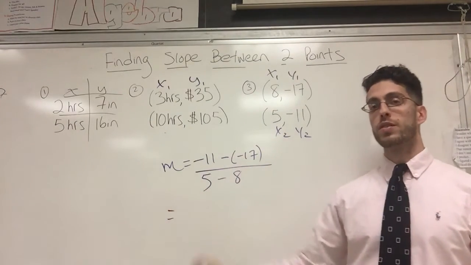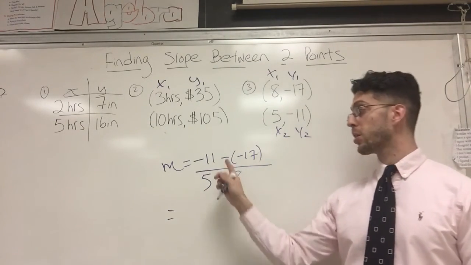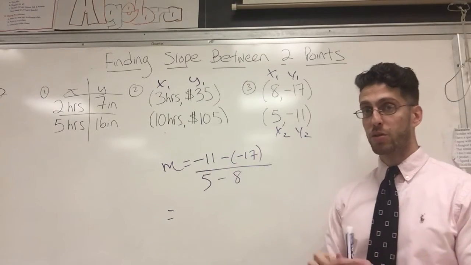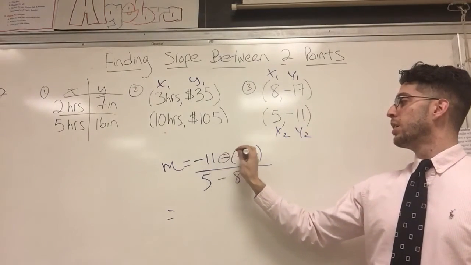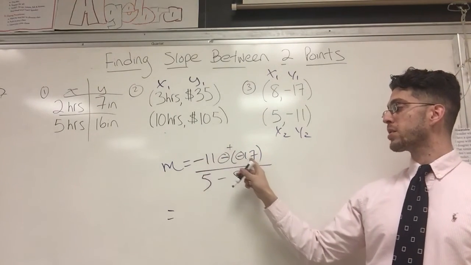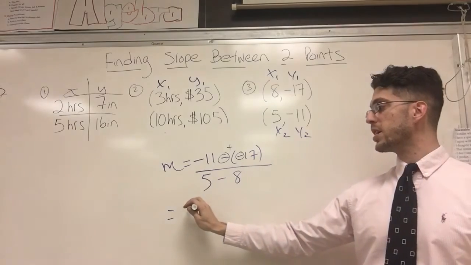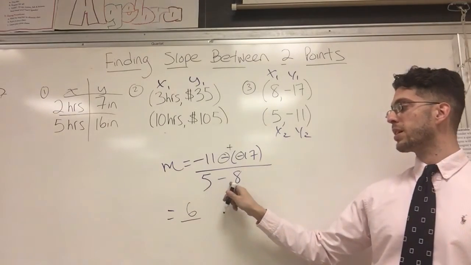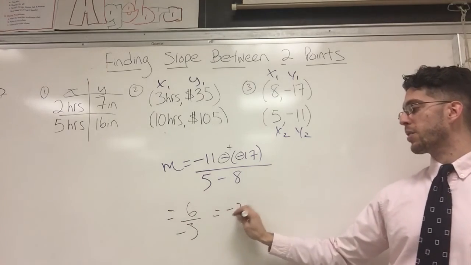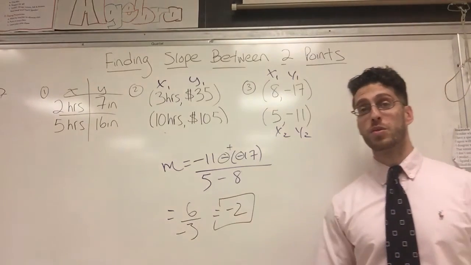So it gets a little crazy here. When you're typing in the calculator, make sure you type minus and the negative. I don't have a calculator, so I'm going to try to do this in my head. If I see 2 minus signs in a row, that becomes a plus. So negative 11 plus 17 is actually 6. 5 minus 8 is negative 3. And that reduces to negative 2. My slope is negative 2.